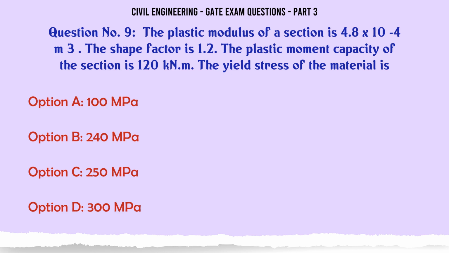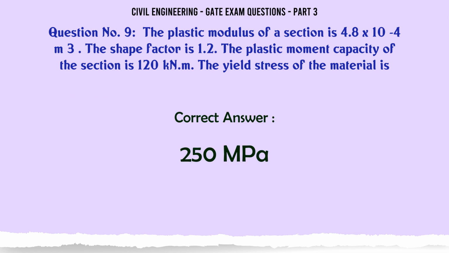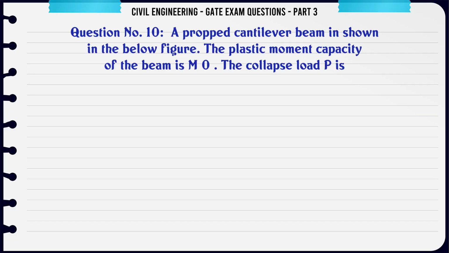The plastic modulus of a section is 4.8 x 10⁻⁴ m³. The shape factor is 1.2. The plastic moment capacity of the section is 120 kN.m. The yield stress of the material is A. 100 MPa, B. 240 MPa, C. 250 MPa, D. 300 MPa. The correct answer is 250 MPa.